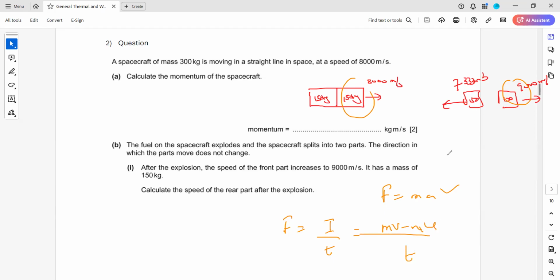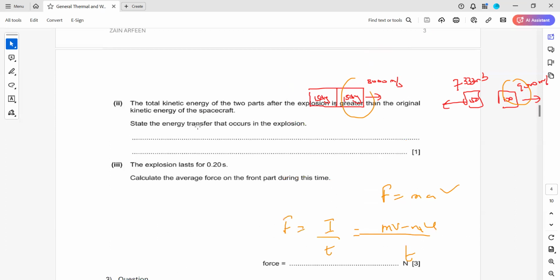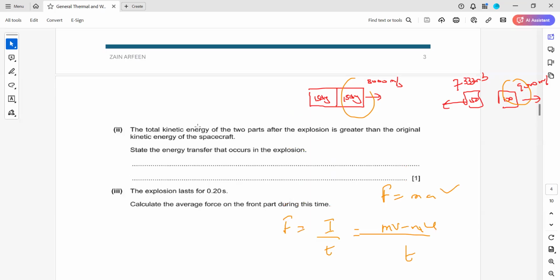m is the mass of the part, which is 150. So 150 multiplied by the speed. The speed is 9,000 minus the initial speed, 8,000, and divided by the time interval 0.2. This will give us the force.